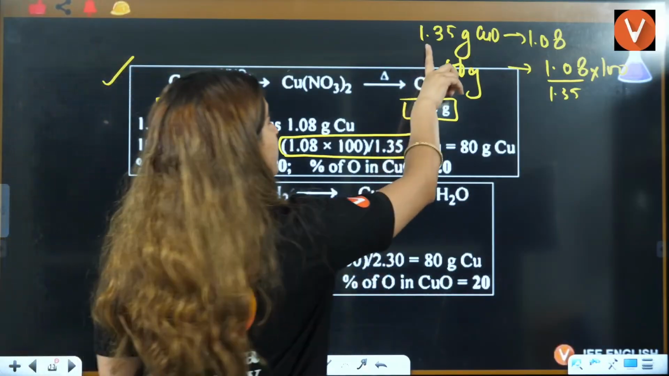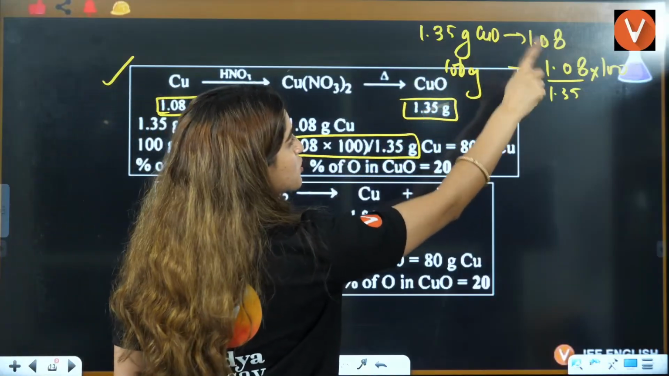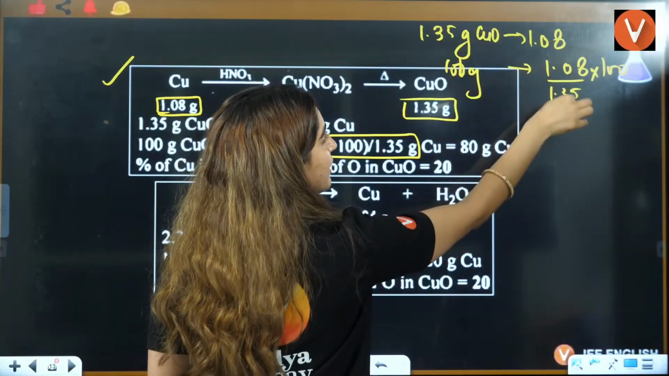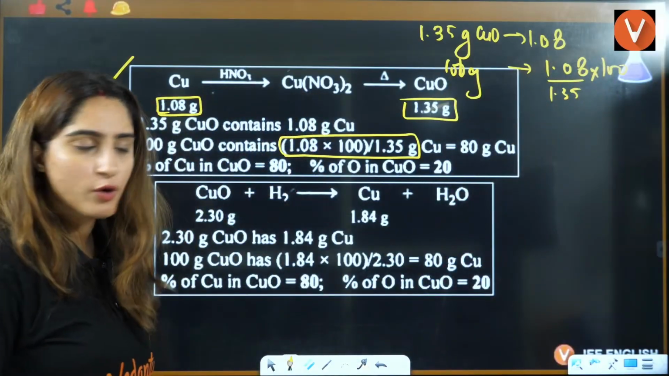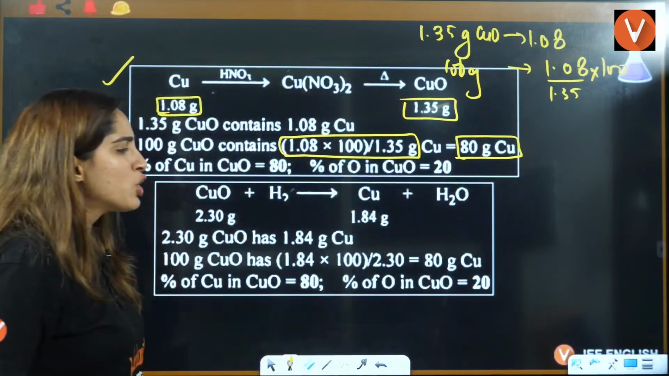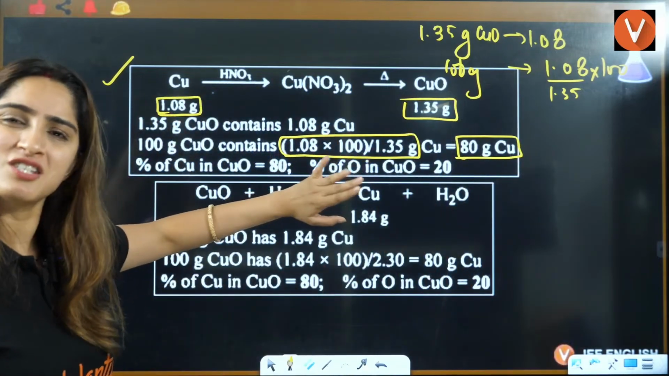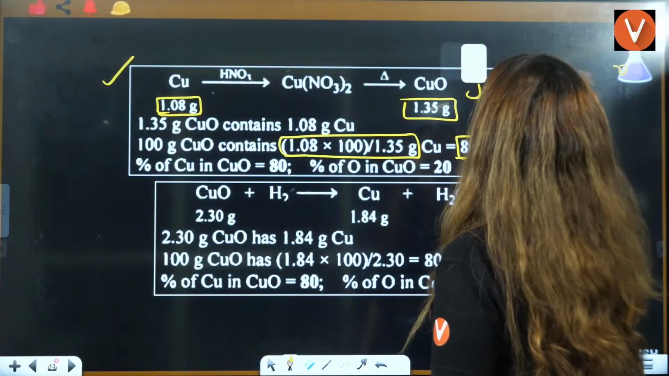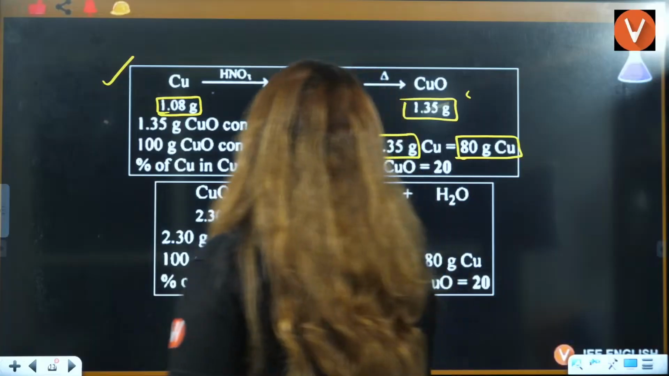So here this much copper oxide is giving you this much of copper. 1 gram will give you this by this, and 100 will give you multiplied by 100, right? Okay. So the answer will be this. You will have 80 gram of copper here. You don't need to calculate the percentage. Just remember that 80 gram of copper is there, right? Same thing I'll do here.